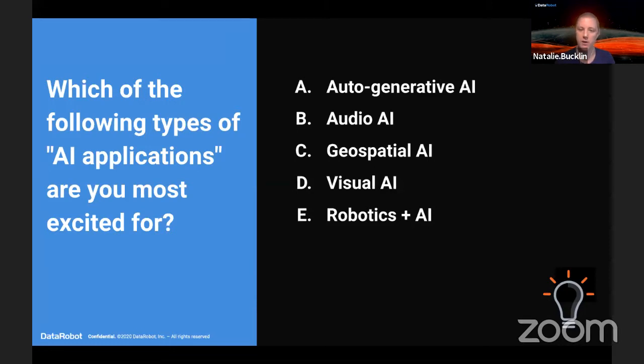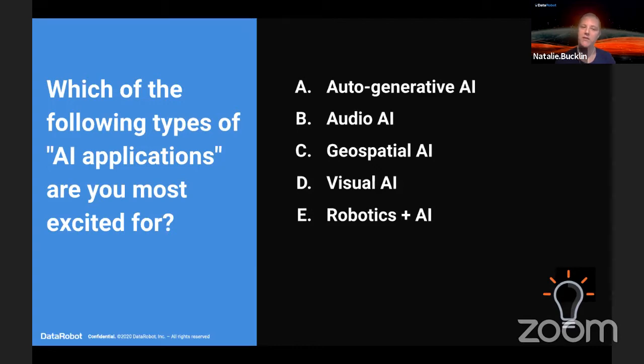We have audio AI. We have geospatial AI, which is using geological features in a model. We have visual AI, which is things like computer vision. And we have robotics and AI, which could be an example of a self-driving car. How does a car navigate a 3D space?